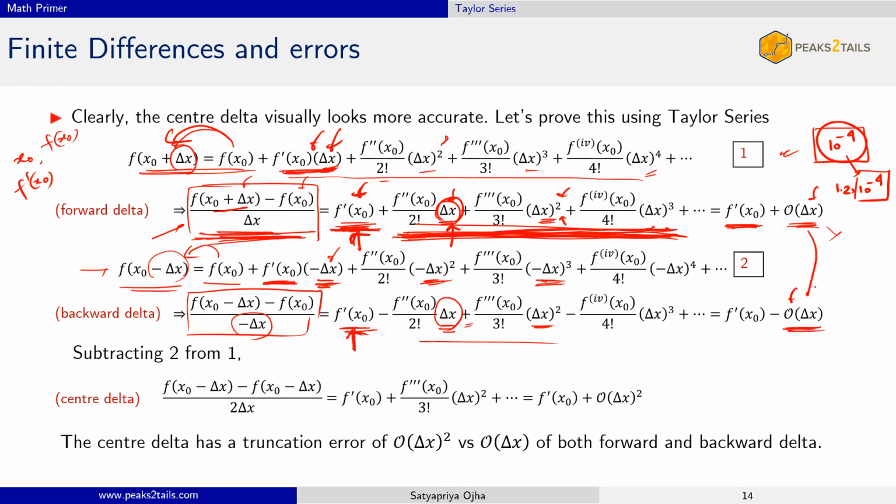So these are of the same quality, okay? Forward delta has the order of delta x. Backward delta also has the order of delta x. Now let's talk about the center delta. How do we calculate center delta?